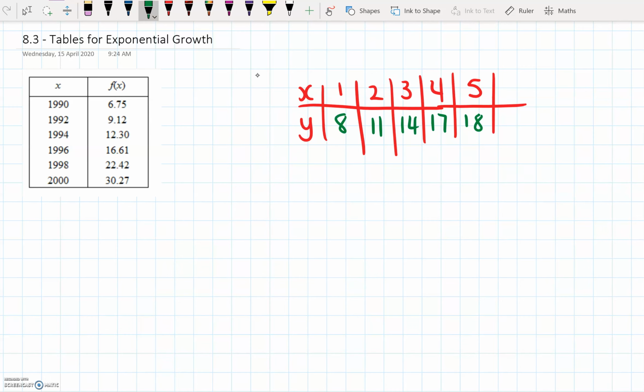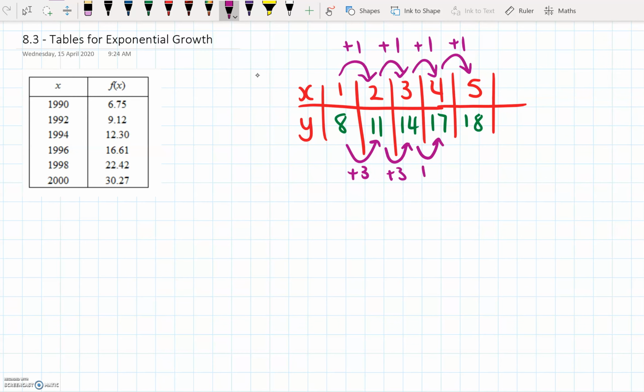Okay, so this is an example of a linear relationship because you can see that X is going up by a constant amount, plus 1, plus 1, plus 1. And Y is also going up by a constant amount, plus 3, plus 3, plus 3, and plus 3. This gives us a linear relationship. We're going to look at this in a little bit more detail in the next video.